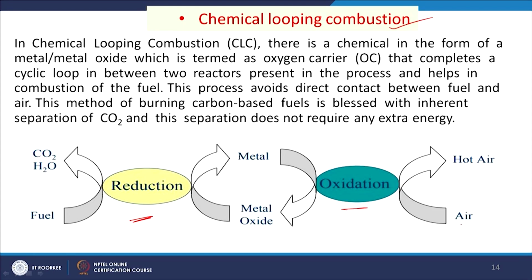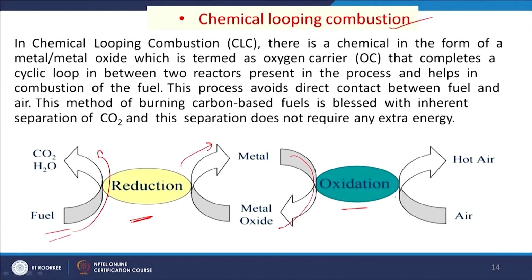So, in this oxidation, air is used and metal is converted to metal oxide, and in reduction, metal oxide is reduced to metal and fuel is converted to CO2 and H2O. So, this is the chemical looping system. It is very clear to us that when the reaction is taking place we do not need any air. So, nitrogen is not required and only metal oxides are helping for the conversion. In that way that will be cleaner.